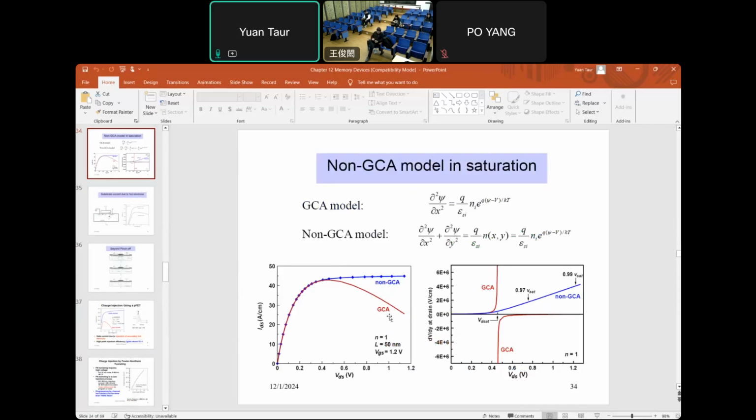We covered this in chapter 6, the long GCA model. You can see that the field at the drain goes up beyond the saturation voltage. But in that case, the vertical field is reversed, so the gate does not accept the electron into the gate.